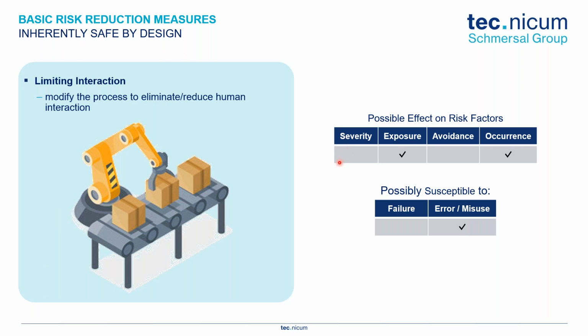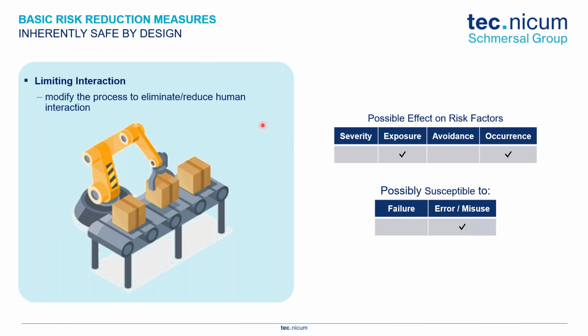We're just trying to limit the interaction with this machine. So the severity that we've identified will still be there. We're not doing anything with the avoidance aspect of it. We're not adding any guarding here. We're not avoiding it. But because we are limiting the interaction, we would possibly affect the exposure and the occurrence of that hazard. Now, if we look at trying to implement this process, or modifying the process to eliminate or reduce human interaction, the standard will also say, what can this be prone to? How can this actually fail?